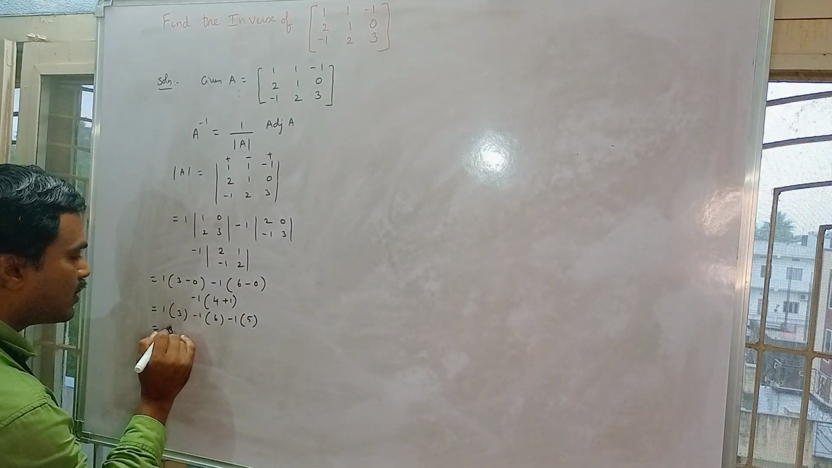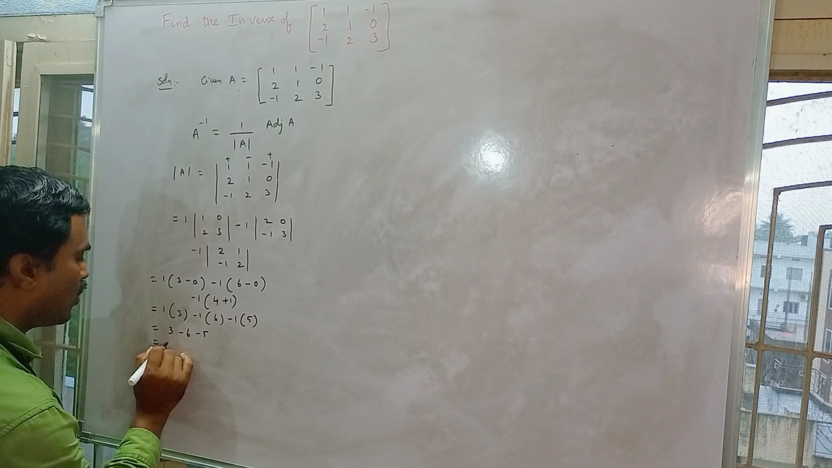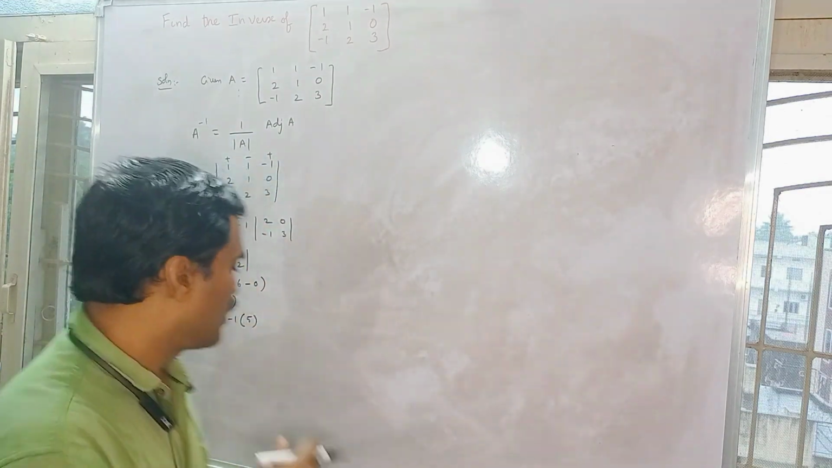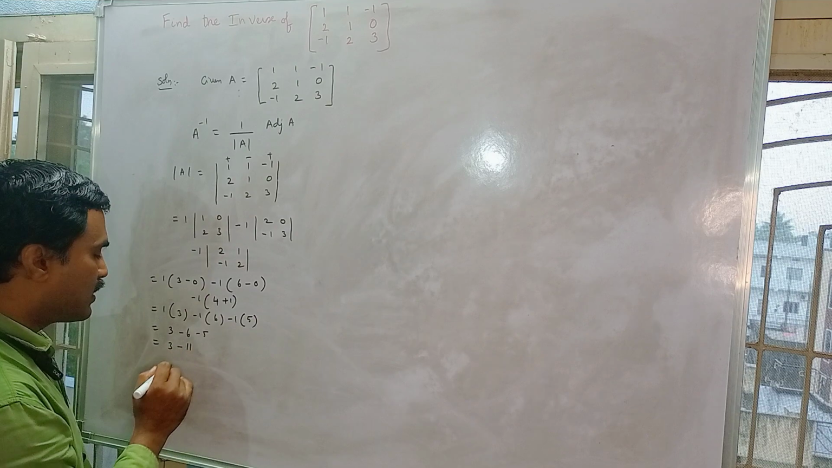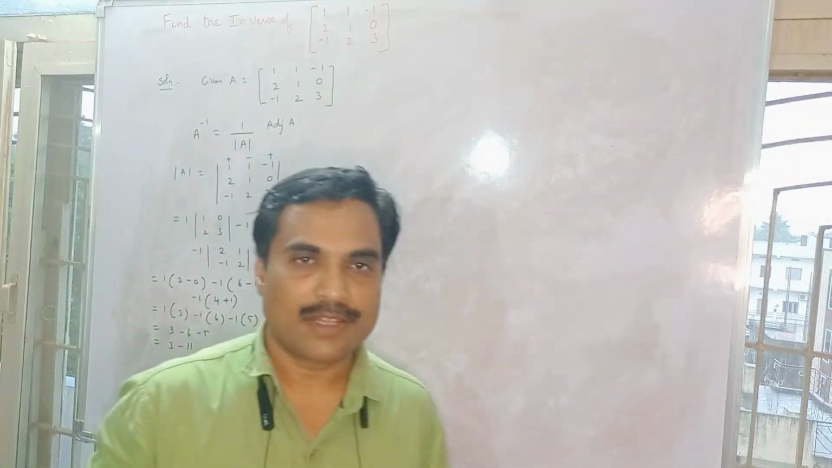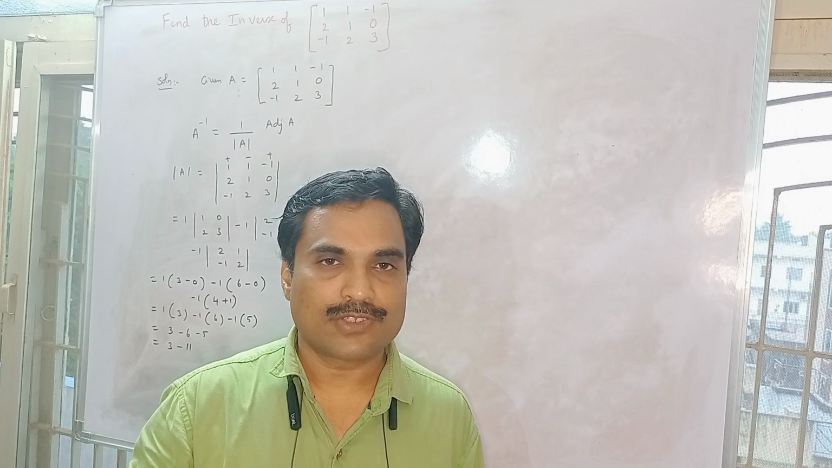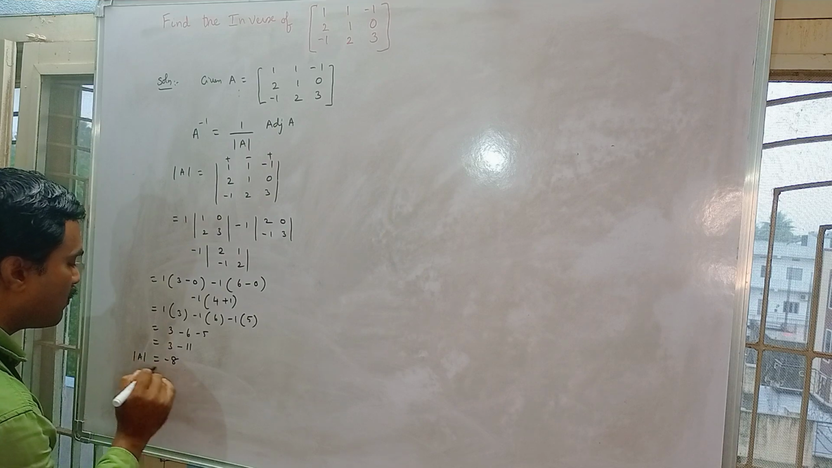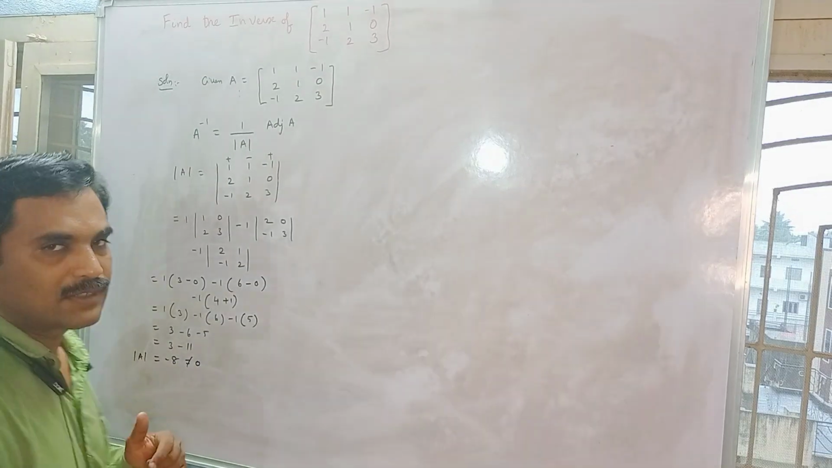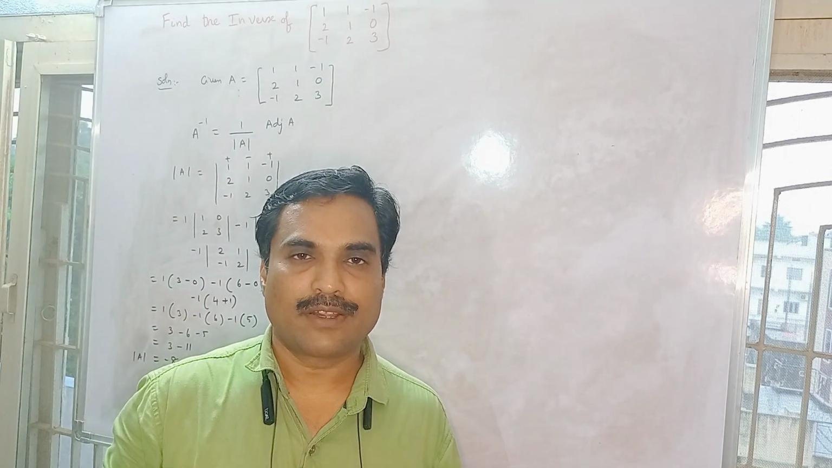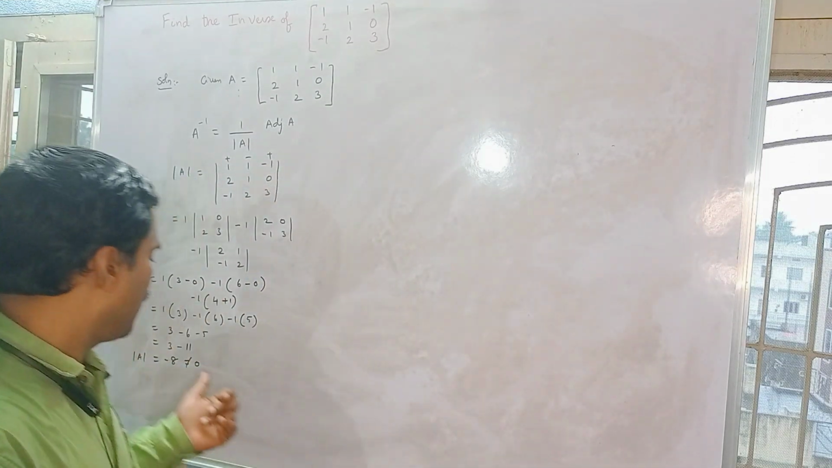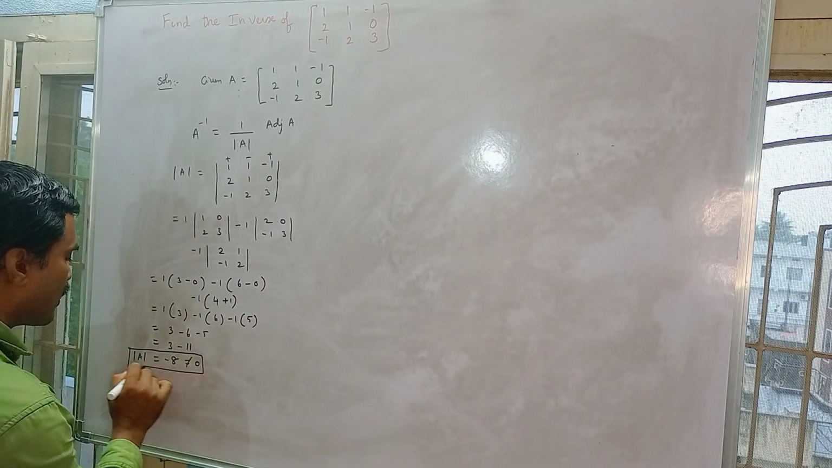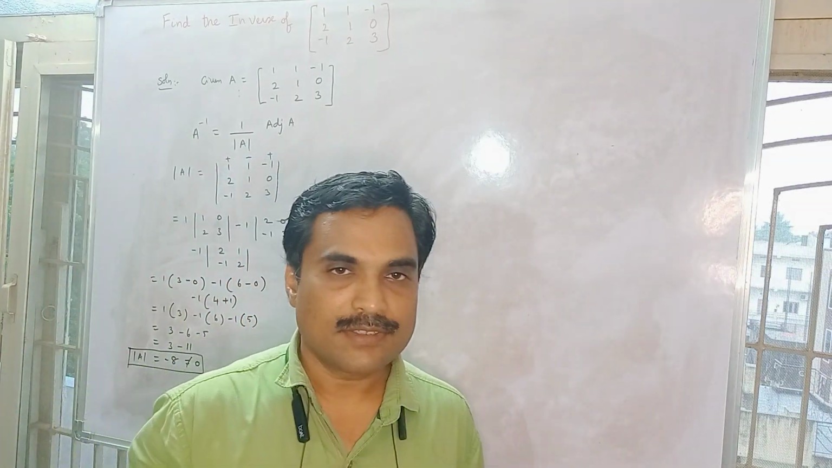So 3 minus 6 minus 5. Now minus 6 minus 5 means we have to add these minus elements first, so the total is minus 11. Then minus 11 plus 3: minus 11 is the larger number and 3 is the smaller, so you have to subtract. Minus 11 plus 3 gives minus 8. So the determinant of A is minus 8, which is not equal to 0, and that is the first condition: to find the inverse of a matrix, the determinant value should be non-zero. Just put this in a box. So we got the determinant of A is minus 8.